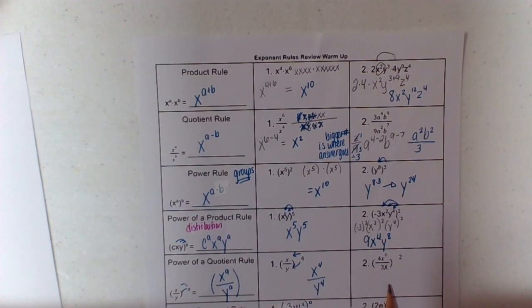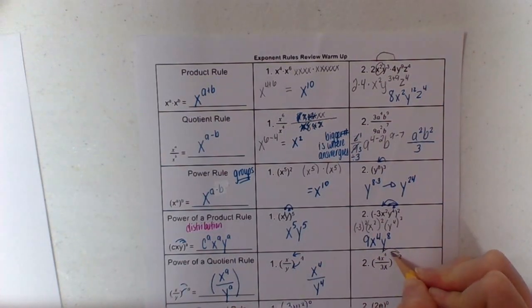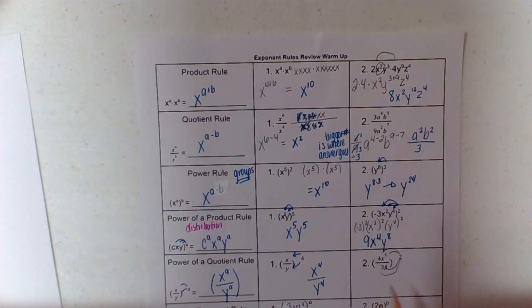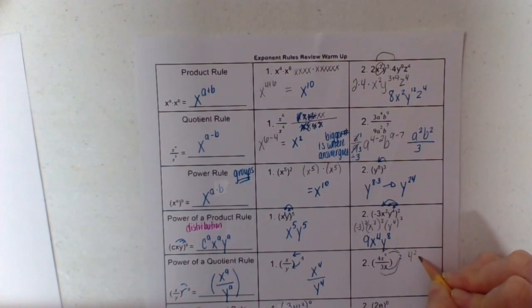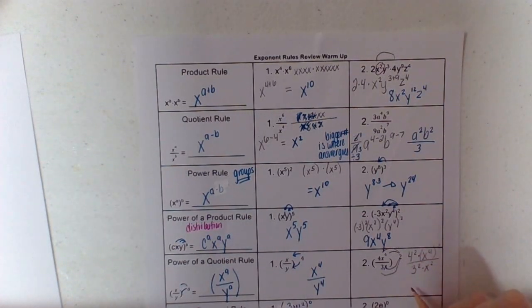Now, we're going to do this one here. We're going to put this squared on every single thing we have here. So I'm going to have 4 squared, x to the 4th squared, 3 squared, and then an x squared. 4 squared is going to give me 16.